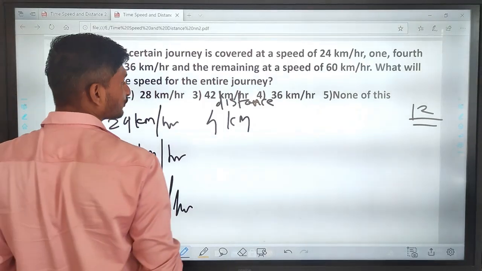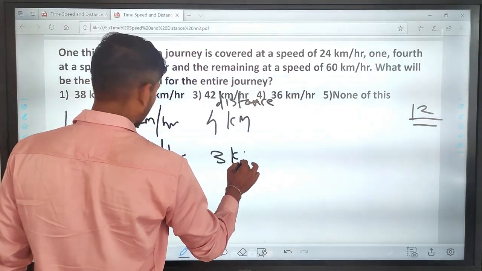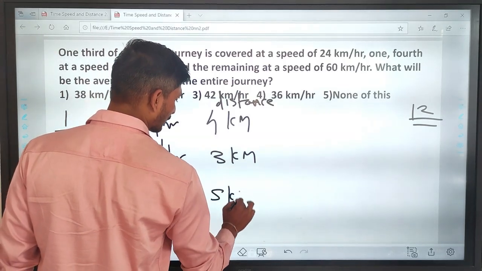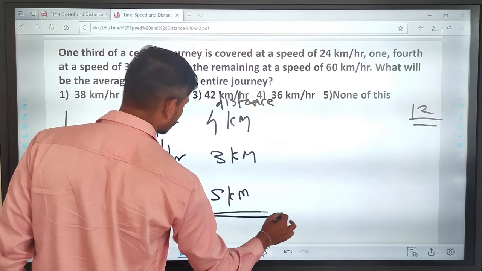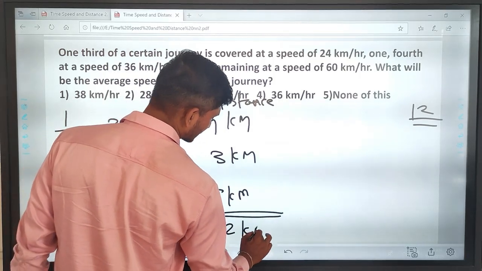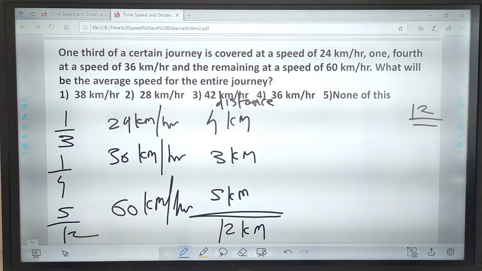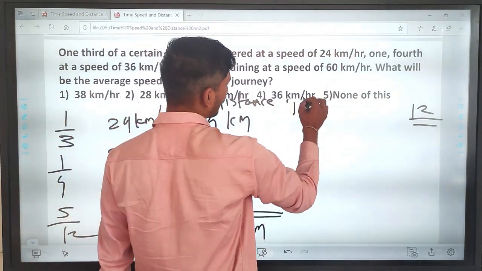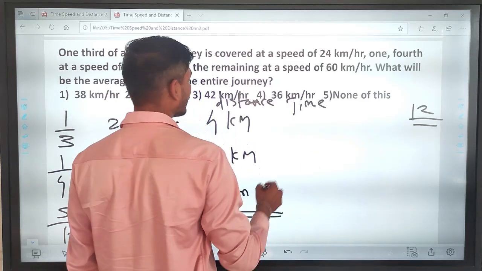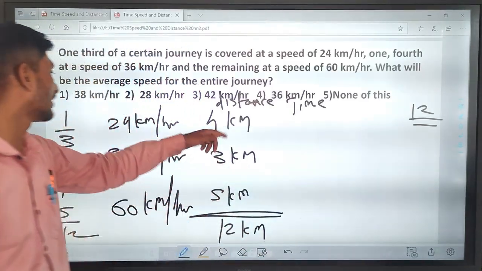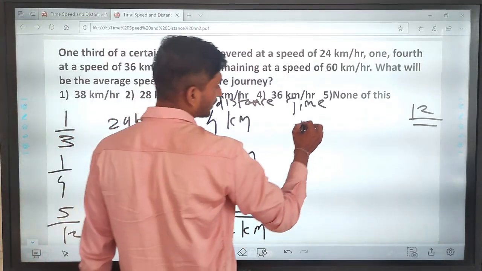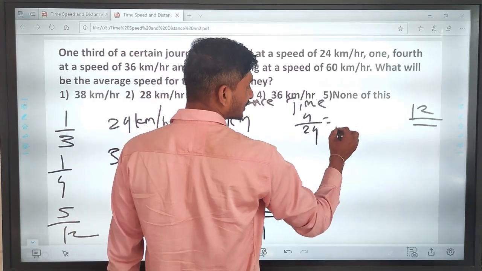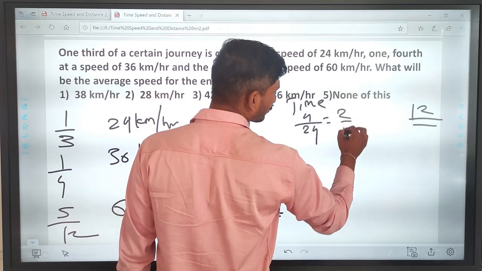Here one fourth of 12 km is 3 km, and then 5 by 12 of 12 km is 5 km. Then total distance is 12 km. Now we find the time required to travel this distance. Here time is 4 divided by 24, since distance is 4 km and speed is 24 km per hour. Then time required to cover this distance is 4 divided by 24, that is 2 by 12.